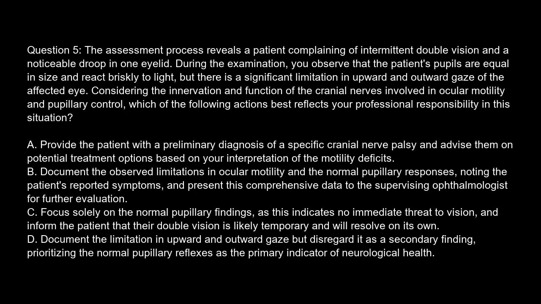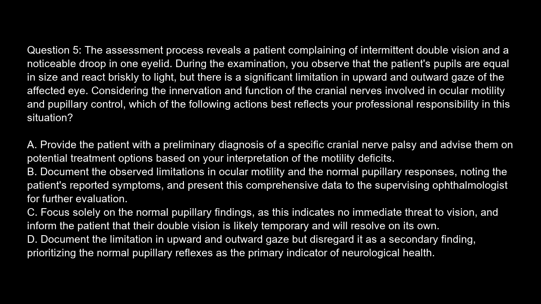Question 5. The assessment process reveals a patient complaining of intermittent double vision and a noticeable droop in one eyelid. During the examination, you observe that the patient's pupils are equal in size and react briskly to light, but there is a significant limitation in upward and outward gaze of the affected eye. Considering the innervation and function of the cranial nerves involved in ocular motility and pupillary control, which of the following actions best reflects your professional responsibility in this situation?